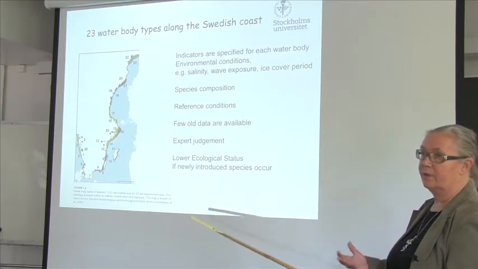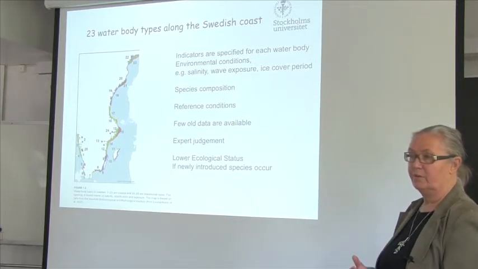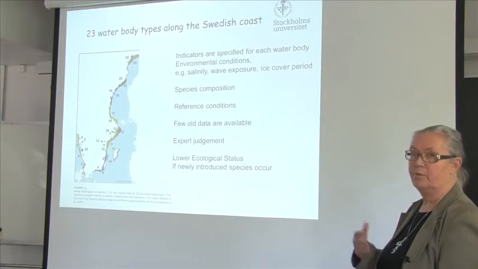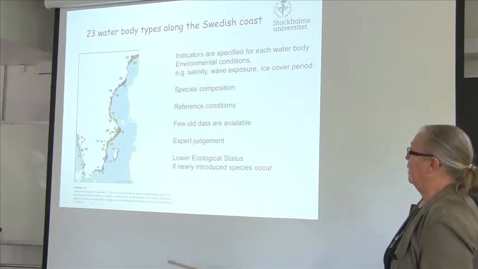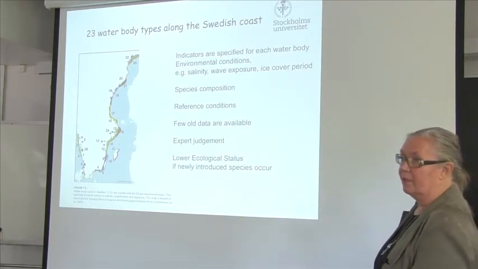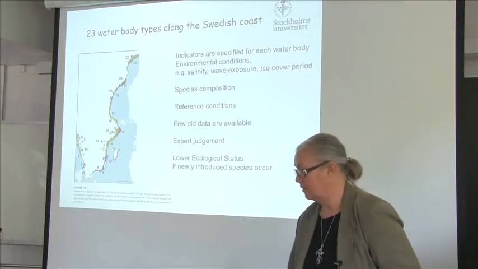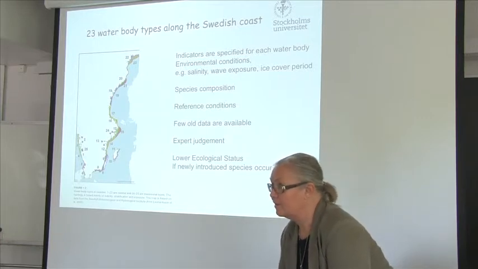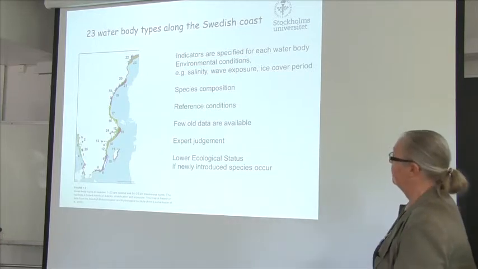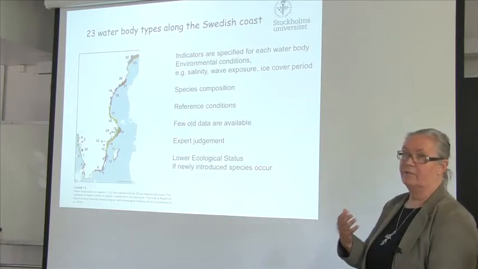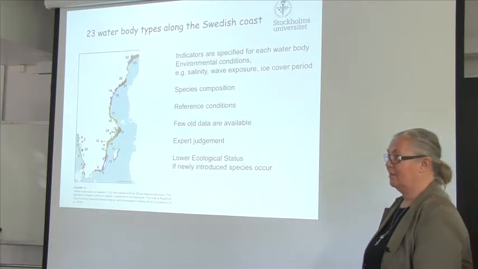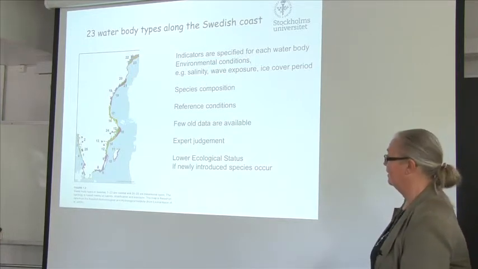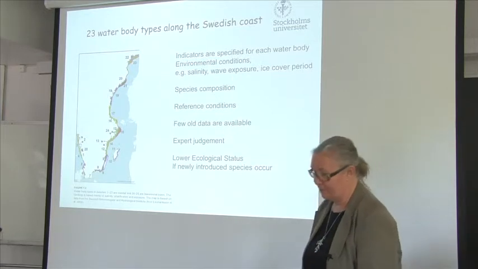We have to try to find reference conditions. What did it look like once upon a time, before all the nutrients and before all the pollution? There are very few old data available. I think Hans Kautsky yesterday talked a bit about one of the few study sites in Gräsö with Mats Wern. So it's a lot of expert judgment. Somebody just says that this is probably what it should look like when it's a nice, clean habitat.